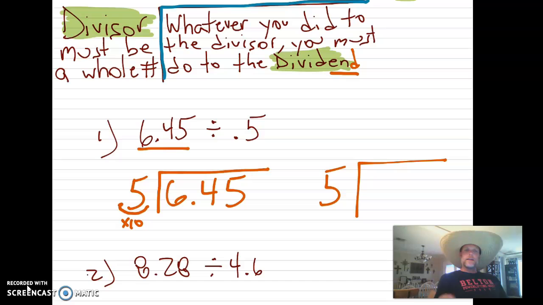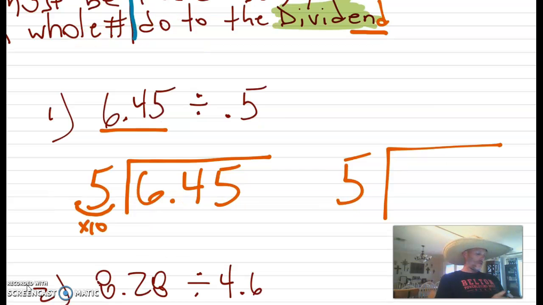Okay, treat things fairly. Whatever you did to the divisor or the outside number, you also have to do to the dividend, which is the inside number. So you would multiply it by 10.